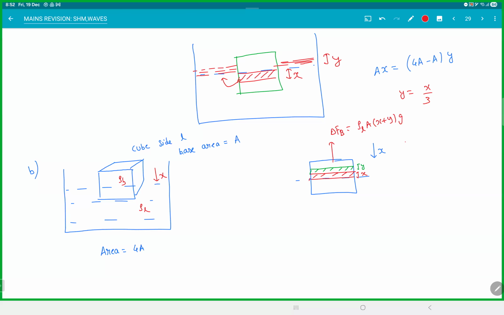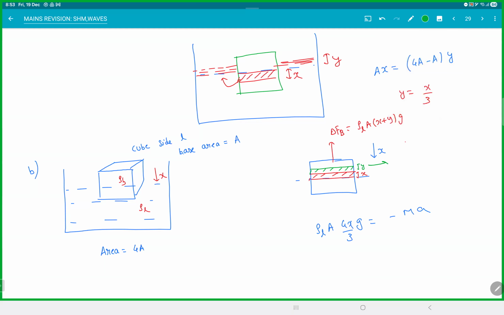Are you clear with this? If the base area is not given, then we will assume the area is so big that y is 0. Are you clear with that? That is the difference. If you're not giving the base area, then I don't know how to do. So we will assume the container is so big, the rise is negligible. So then you're done. So this is rho L A 4x by 3 g is equal to mass into acceleration. You'll get the answer.